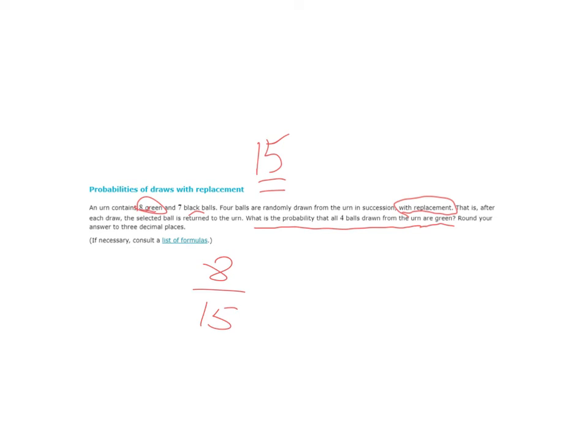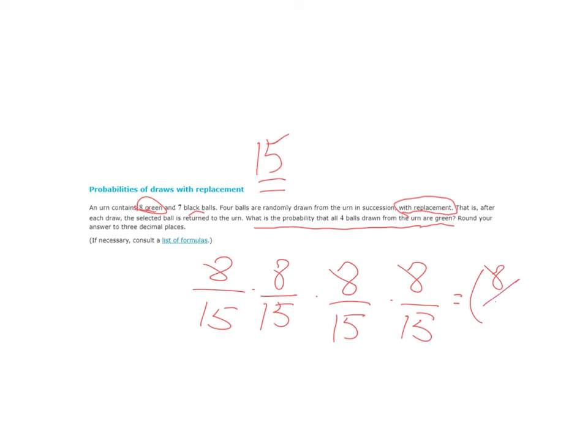And since you're putting the balls back every time, each time you draw, you're going to have that 8 out of 15 chance. You're going to have the same number of green balls in there each time out of those 15. Okay, so you can type that in, or if you want to be sophisticated, you could type 8 over 15 to the 4th power. Just make sure in that case that you do put in some parentheses, or you could do something like this: 8 to the 4th power divided by 15 to the 4th power. That's what I'm going to do right now.